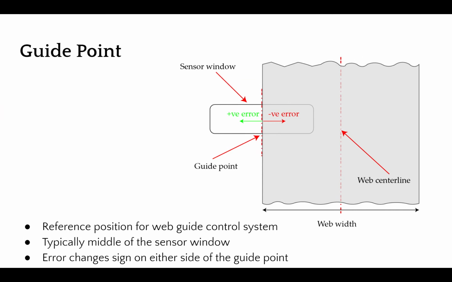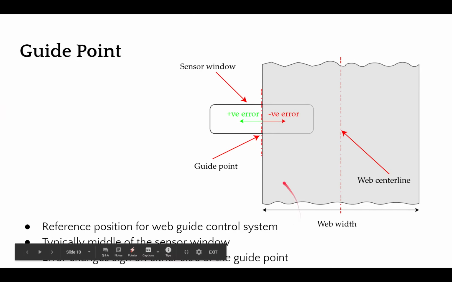So with a wider sensor window, now we have the opportunity to not only guide the web to the middle of the window, but to any arbitrary position within the window. The reference position, where the web guide is controlling the web location, is called the guide point. And then the error: if the web position falls to the left here, it'll be a positive error, and if the web position falls to the right here, it'll be a negative error.